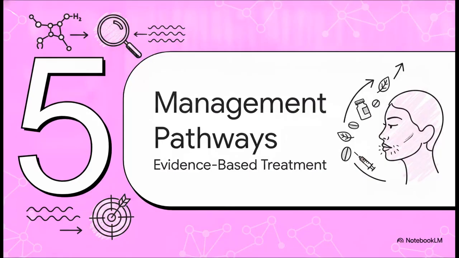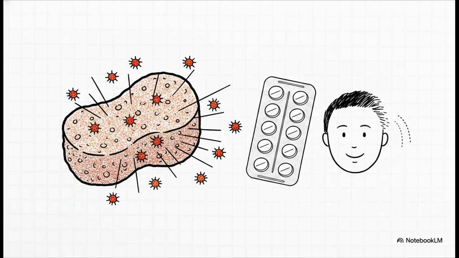Finally, we hit Section 5, Evidence-Based Management Pathways. We've formulated our diagnosis using the right thresholds, so what's the game plan? Combined oral contraceptives, or COCPs, are your absolute first-line pharmacological treatment. Why? Well, because the estrogen component beautifully increases sex hormone-binding globulin, or SHBG. Think of SHBG like a giant molecular sponge that literally traps free circulating testosterone, making it biologically inactive.